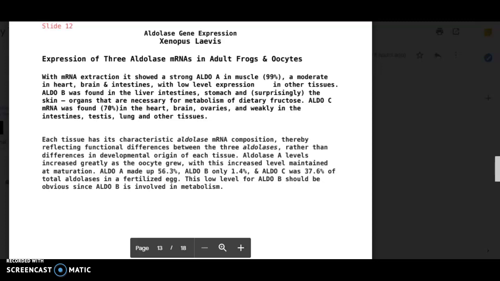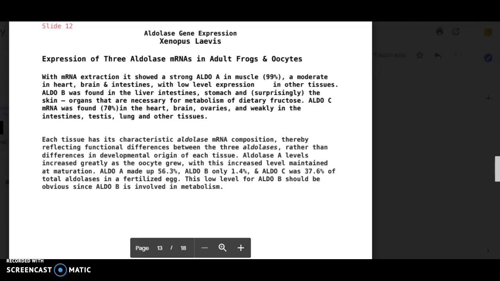Thus, the percent composition of the three aldolase messenger RNAs in the brain, a typical ectodermal tissue, is similar to that in the heart, a typical mesodermal tissue. Aldolase B messenger RNA, on the other hand, constitutes the major aldolase messenger RNA in liver and kidney and also in stomach and intestine, again reflecting the fact that aldolase B is actively expressed in tissues that are necessary for metabolism of dietary fructose. It is noteworthy that kidney, which is mesodermal in origin, has an aldolase messenger RNA composition almost identical to that of the liver, which is endodermal in origin.